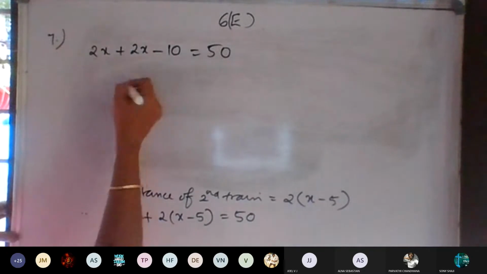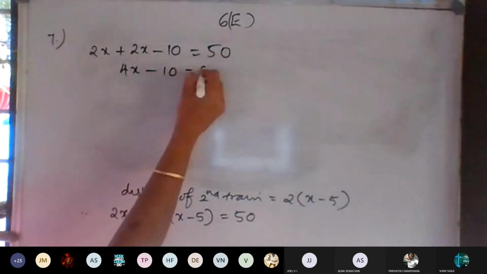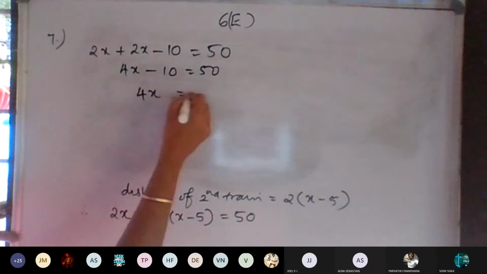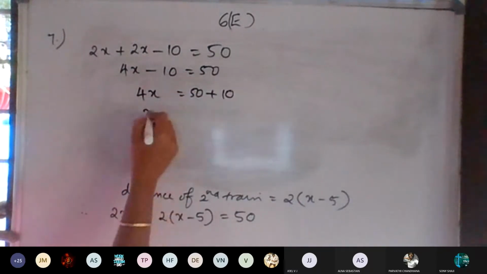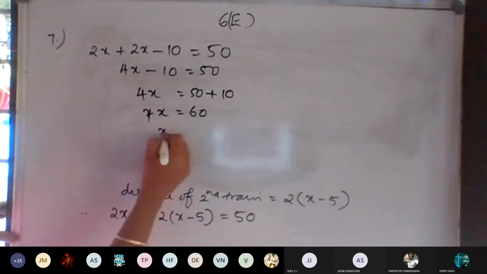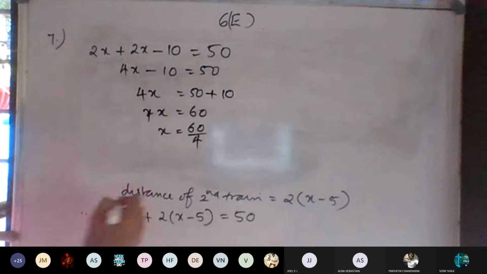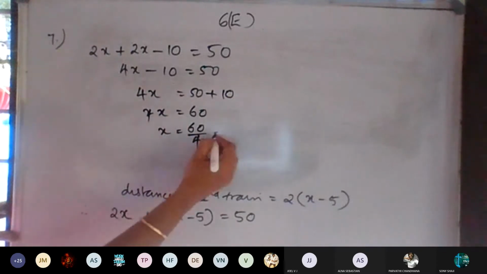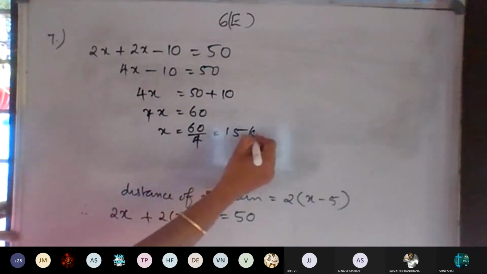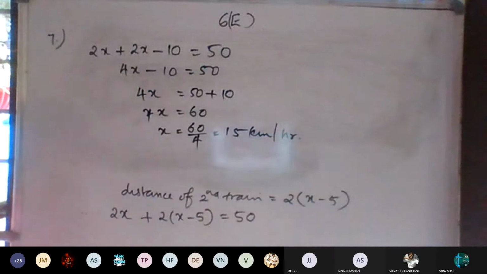2x plus 2x minus 10 is equal to 50. So 4x minus 10 is equal to 50. So 4x is equal to 50 plus 10. 4x is equal to 60. So x is equal to 60 divided by 4, which is 15 kilometer per hour. The speed of the first train is 15.